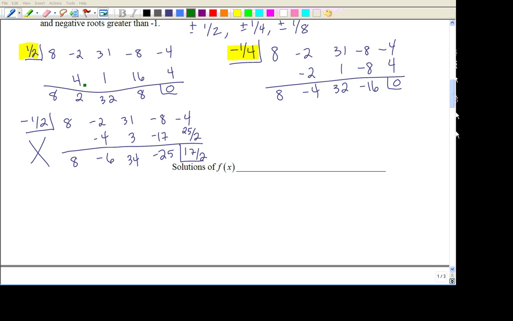Okay, so far we know that we have solutions of 1/2, and we also have negative 1/4. But according to our chart, we either had 3 positives and 1 negative, or we had 1 positive, 1 negative, and 2 complex. Well, we do know that 2 of our roots so far, we've got a positive and a negative.